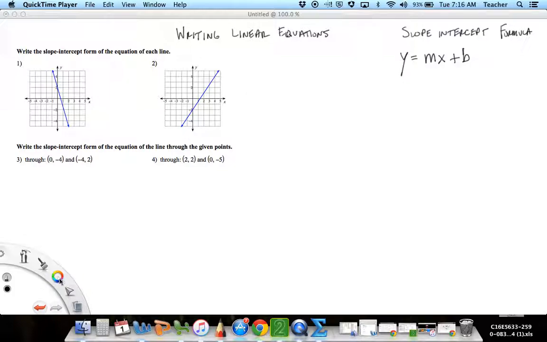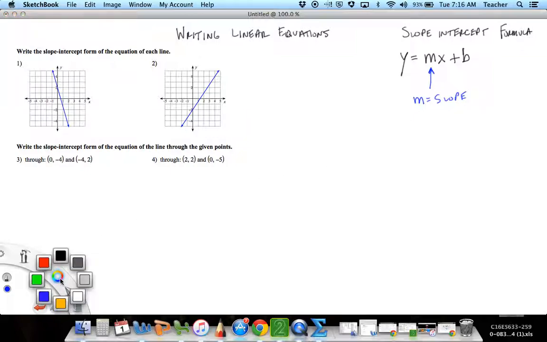So a couple different things we got to know about the slope-intercept formula is that m stands for slope and b stands for the y-intercept. There you go. Alright, so at our basic level, in order to write a linear equation, we need those two things. Now, we're given all sorts of different formats of trying to put those together, and that's where the different techniques come into play.